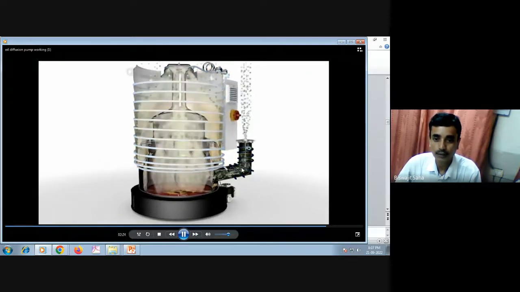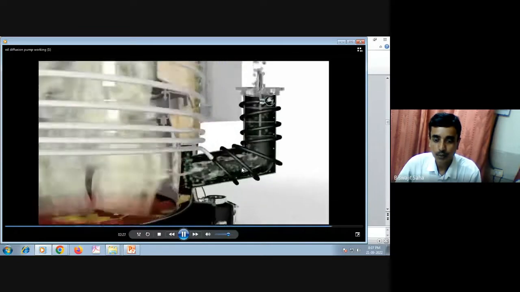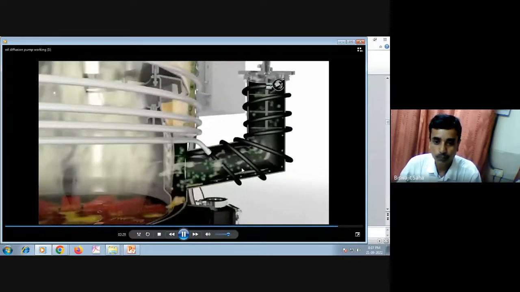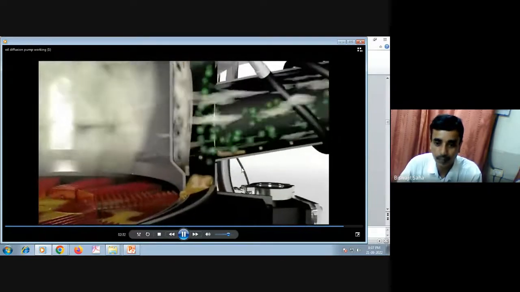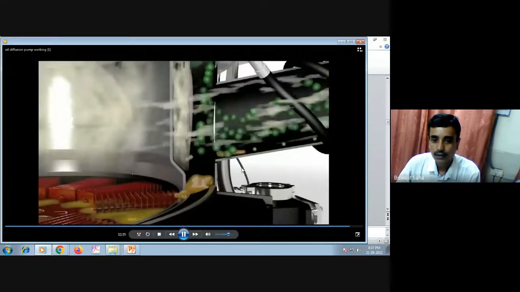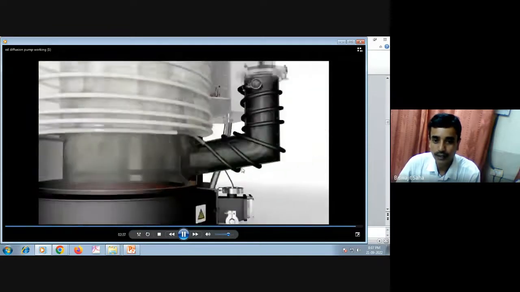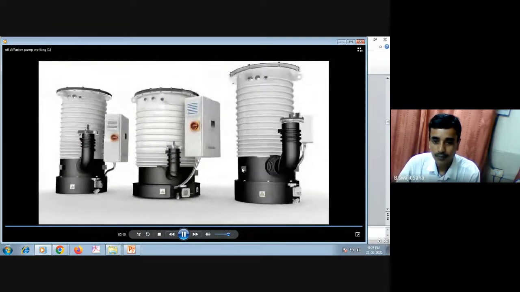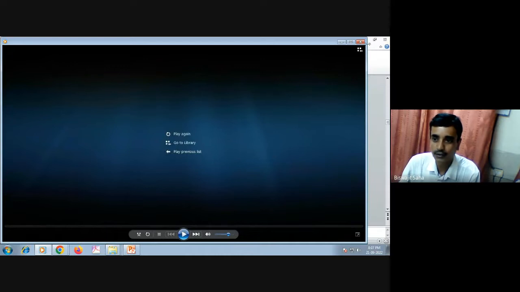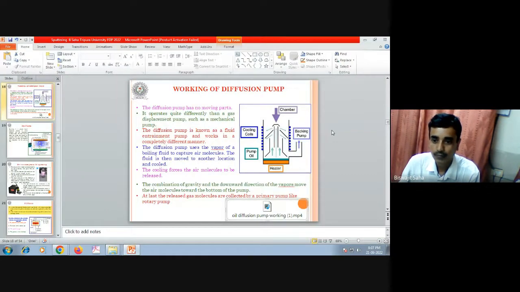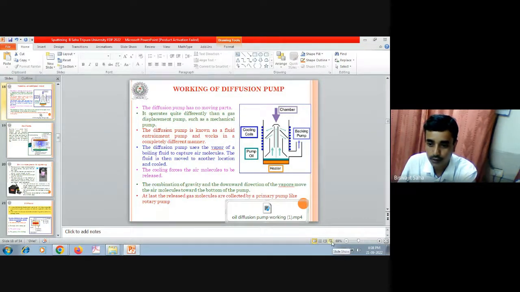And this blue thing you can see, these are basically pipes for cooling. Liquid nitrogen is allowed to flow through this white surrounding spiral pipe in order to cool down the silicon oil, so that silicon oil can get back inside the chamber. Only gas molecules will be exhausted out, and the silicon oil is cooled down by the liquid nitrogen, and it is collected in the diffusion pump once again for producing the silicon oil vapor. I hope the working of the diffusion pump is also clear. So let me move to the next slide in presentation mode once again.